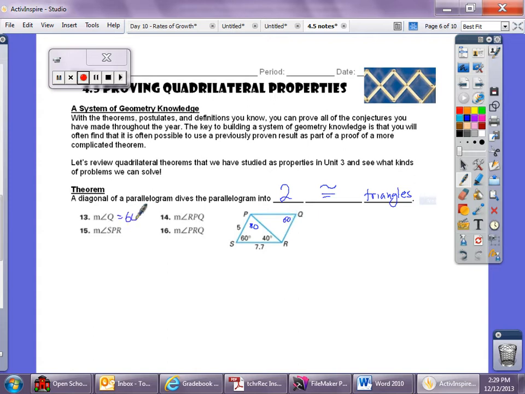Angle Q is 60 degrees. We know that angle SPR is 80 degrees. We know that consecutive angles are 180 degrees. So when we add these two together, it has to be 180. So 60 plus 80 is 140. So we know that this has to be 40 degrees. So RPQ is 40 degrees. And then PRQ has to be 80. We add them all up, has to be 180. So this is 80 degrees.